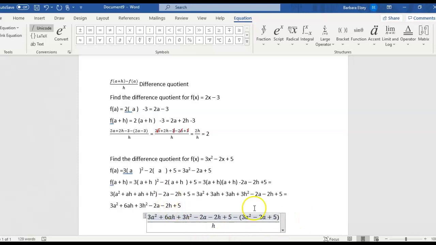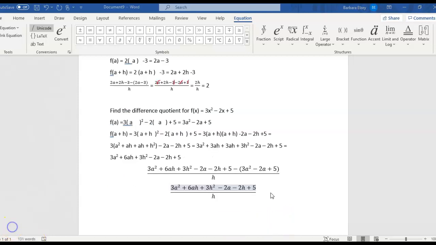All right, now we've got to simplify this ugly thing. And the first thing we're going to do to it is take that minus sign through the parentheses. All right, so I went ahead and copied this part right here so you wouldn't have to watch me type that. But now let's take the minus sign through. Minus 3a squared. And then our minus will make the negative 2a a positive 2a. And then our 5 will become a negative 5.